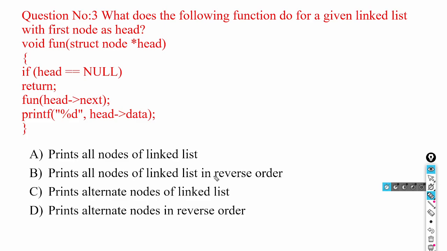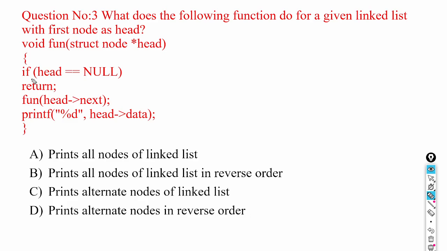The options: it prints all nodes of the linked list; it prints all nodes of the linked list in reverse order; it prints alternate nodes of the linked list; it prints alternate nodes in reverse order. This question is based on the recursion concept in a linked list.